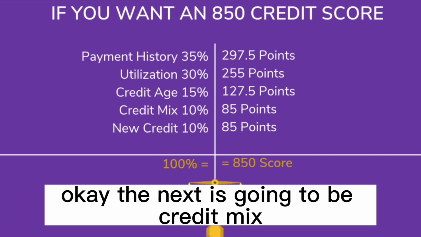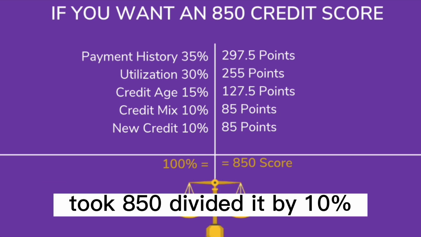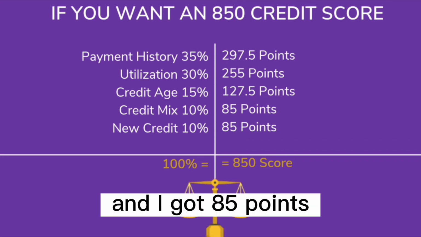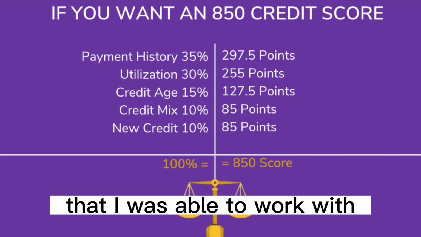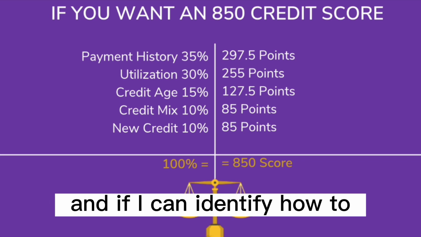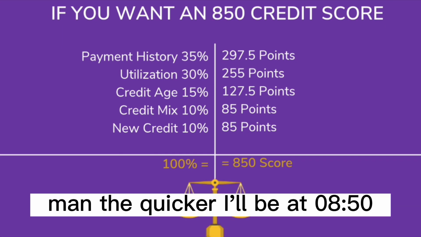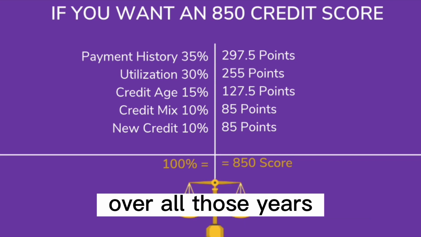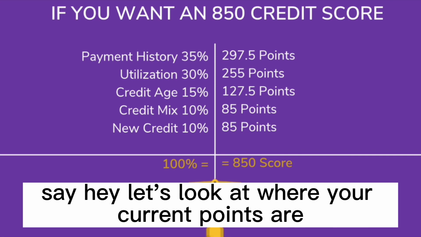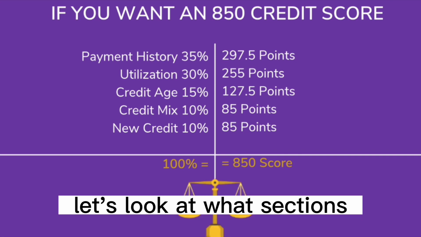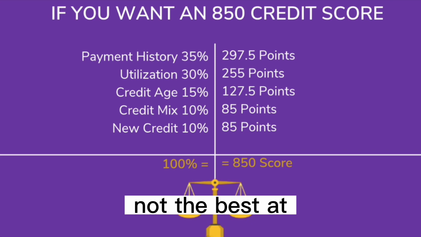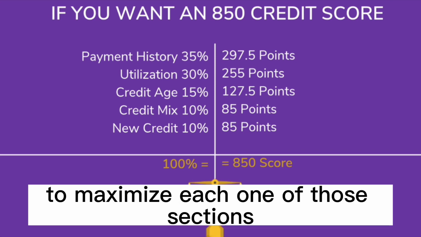The next is going to be credit mix and new credit. I did the same thing, took 850, divided it by 10%, and I got 85 points that I was able to work with. And if I can identify how to master each one of these sections, oh man, the quicker I'll be at 850. And this is how I helped my clients over all those years say, hey, let's look at where your current points are. Let's look at what sections you're currently not the best at. And let's figure out what we can do, what steps we can apply to maximize each one of those sections.